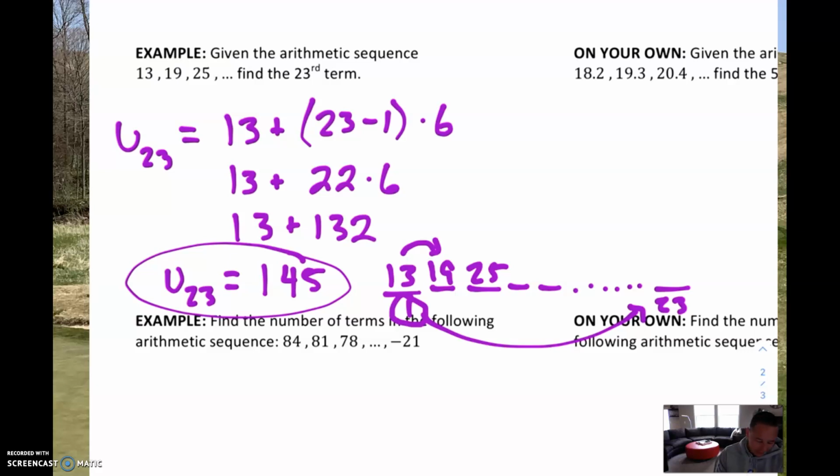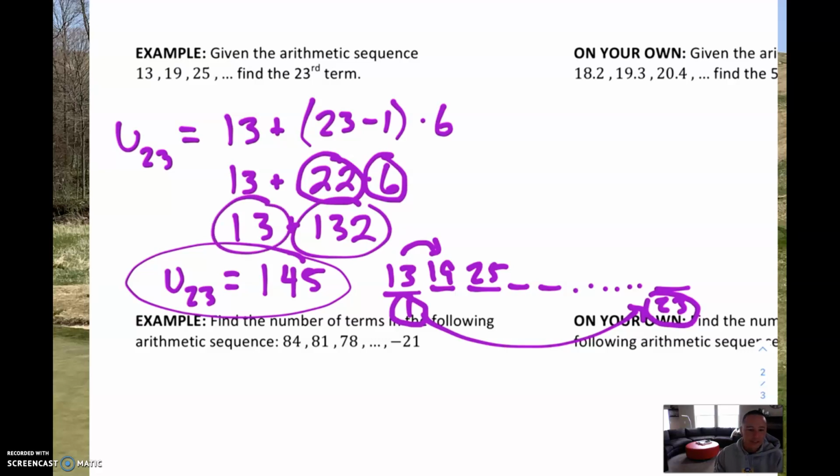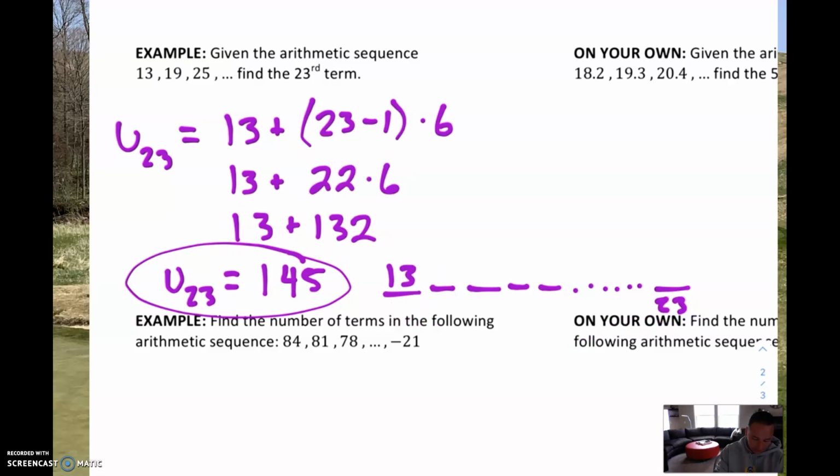22 jumps. So even though it is the 23rd term, we already started with the first term. So that's why we are jumping up 22 times, and each one has a value of 6. So those total jumps result in 132. Add the original 13, and we get to 145. So hopefully that formula makes a little bit of sense for you. Let's go ahead and do one more example.